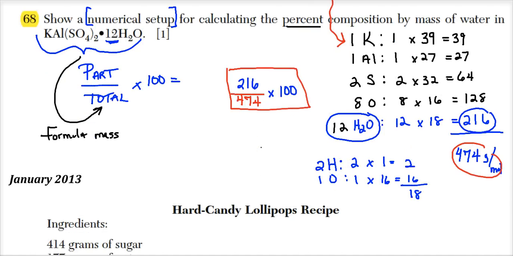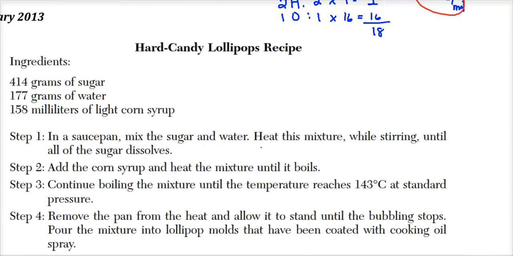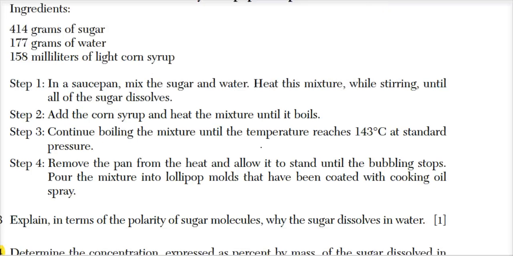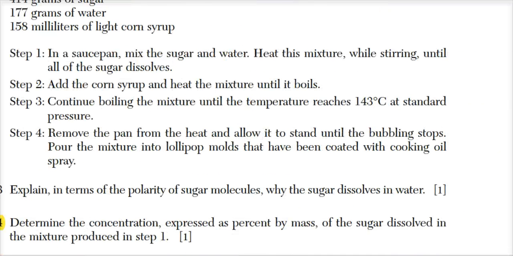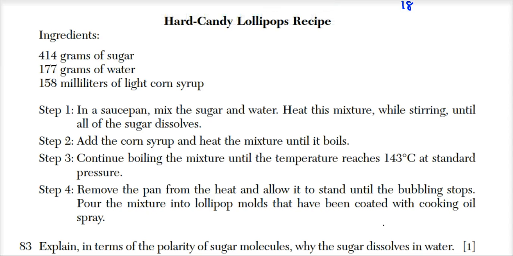January 2013. Okay, we have a part 2 that's kind of strange, a hard candy lollipop recipe that I know all you guys are going to follow after this. So let's go to 84 at some point. 84 says determine the concentration expressed as percent by mass of the sugar dissolved in the mixture in step 1. So they want the percent by mass of what part? They're asking for sugar. Make sure you can clearly understand what part they're asking for. So percent by mass of step 1.